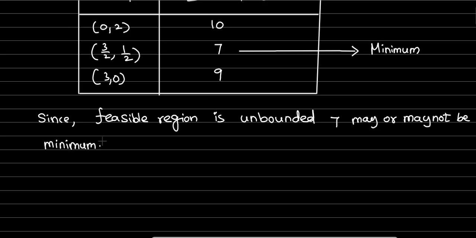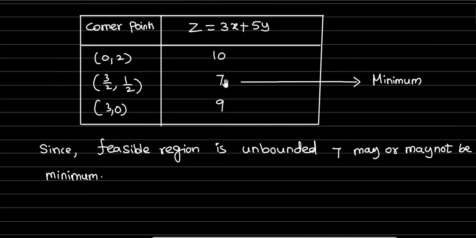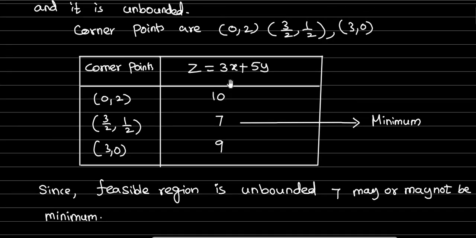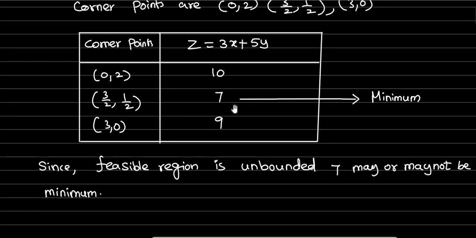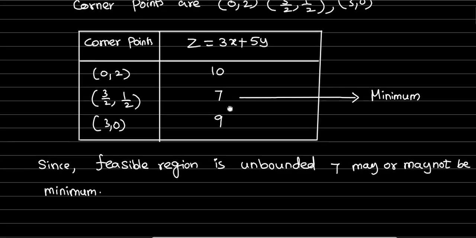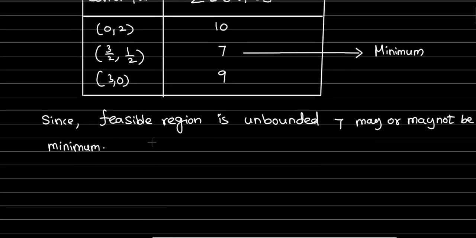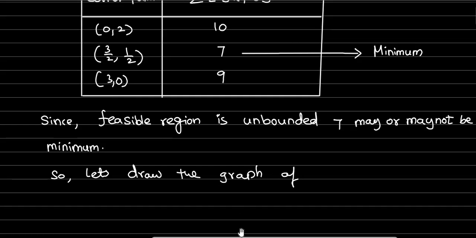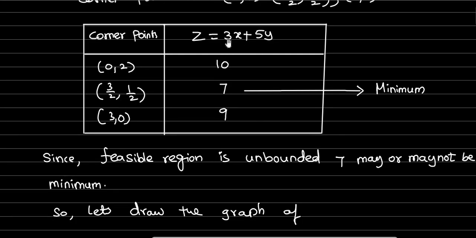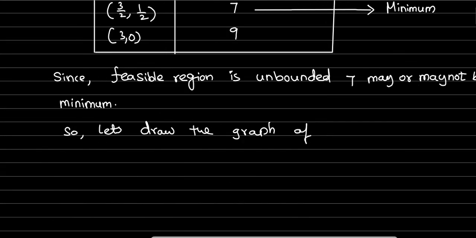To confirm it, we need to draw the graph of the inequality. What is the minimum value? 7. For the given Z, minimum means you have to use the less than symbol. So you need to draw the graph of the inequality. Z equals what? What is given? 3x plus 5y, right? Write that: 3x plus 5y.